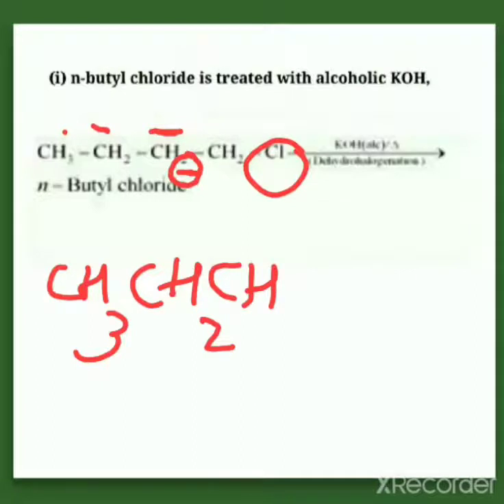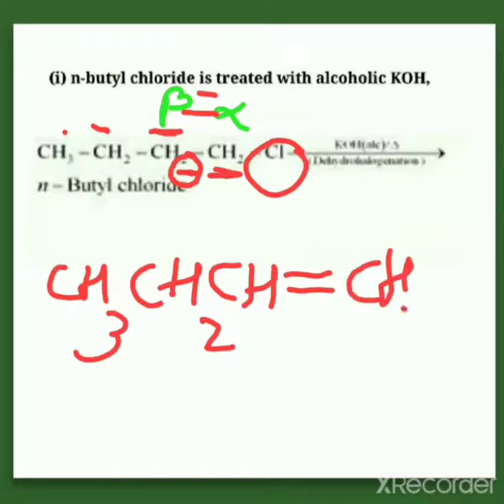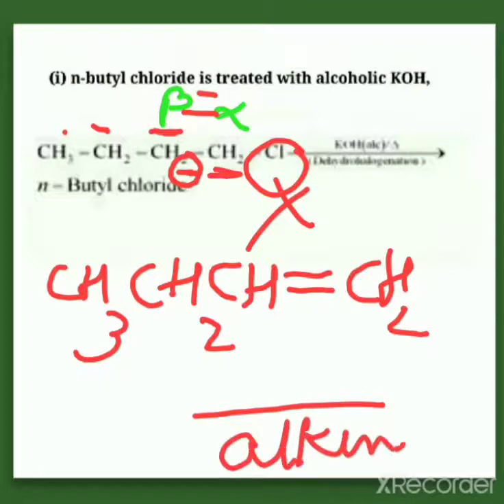Next, because this is an alpha carbon and this is a beta carbon, I told you that during this a double bond is formed between alpha and beta. Then what is left here? CH2, because the Cl is removed, so we are not going to write it. So what did we get here? We got an alkene.